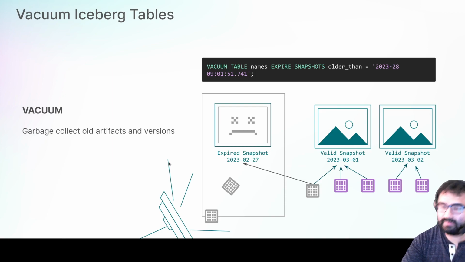There's VACUUM. Again, once in a while, you're going to want to clean up old data in your Iceberg tables, because data doesn't get deleted until you expire a snapshot.